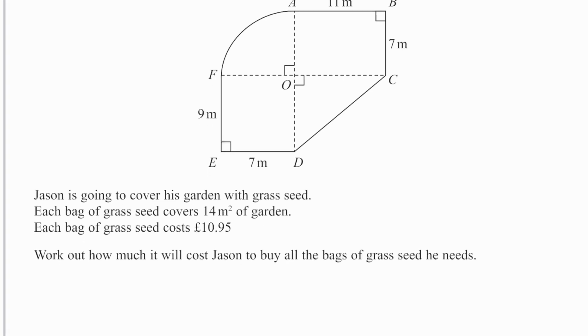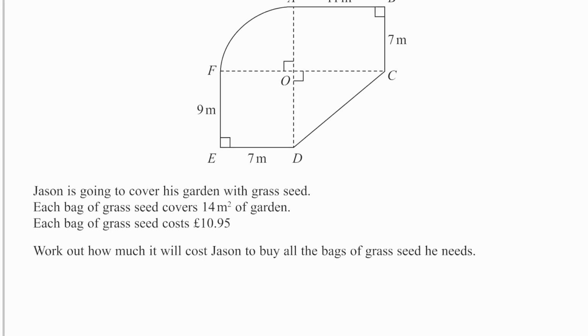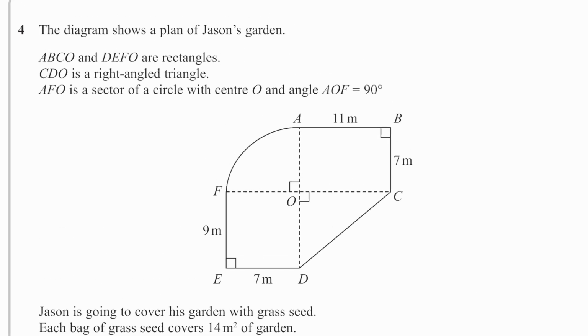Jason is going to cover his garden with grass seed. Each bag of grass seed covers 14 meters squared of garden. Each bag of grass seed costs £10.95. Work out how much it will cost Jason to buy all the bags of grass seed he needs. Okay, so basically we need to work out the area of the shape and then work out how much it's going to cost to cover all of that area.